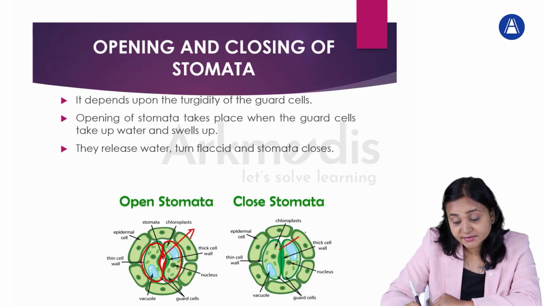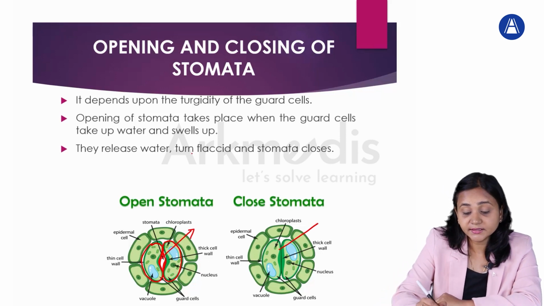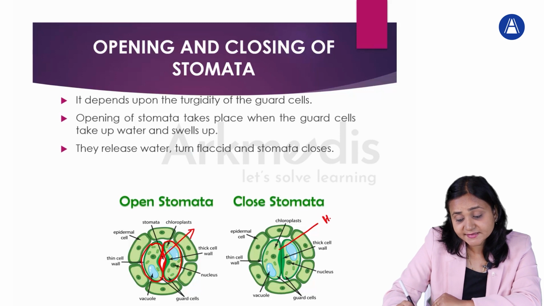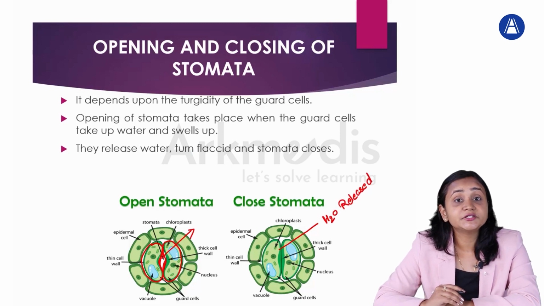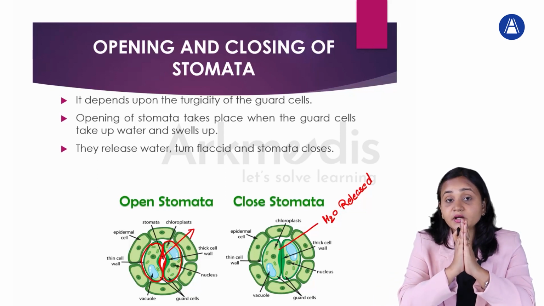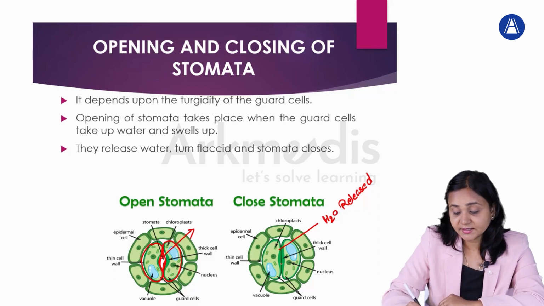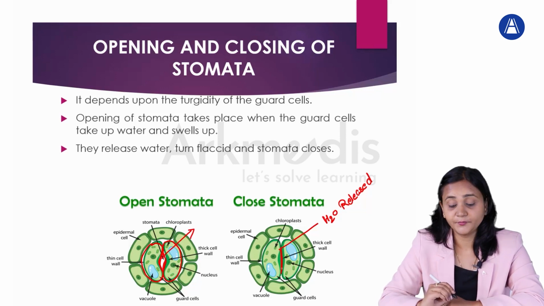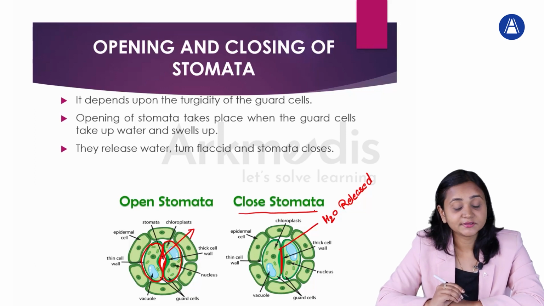The reverse happens in case of closure of stomata. Now, the water is released and this allows the guard cells to shrink. This shrinkage allows this pore to get closed and the guard cells come together and close this pore. Okay, and hence the stomata closes.